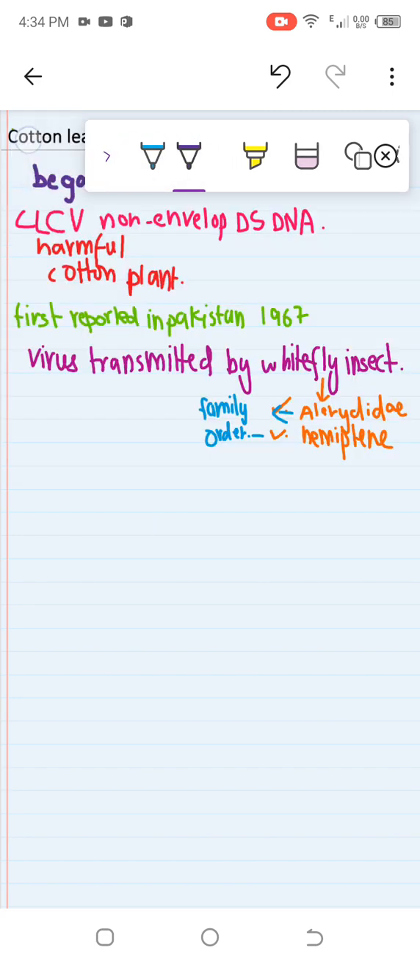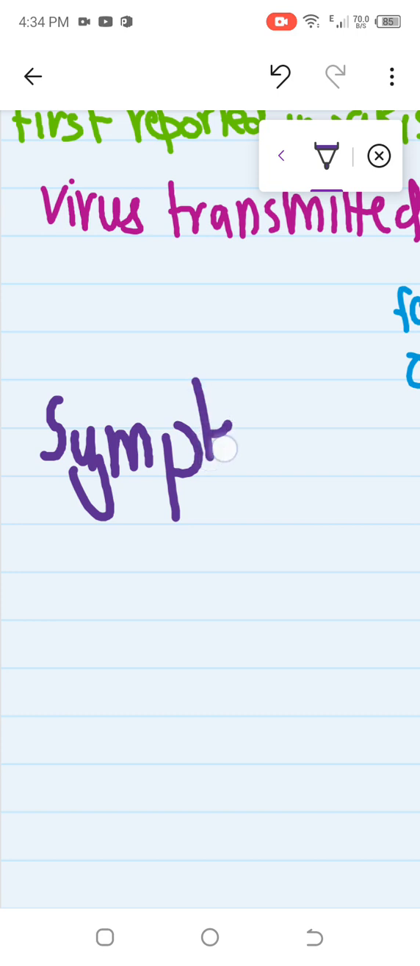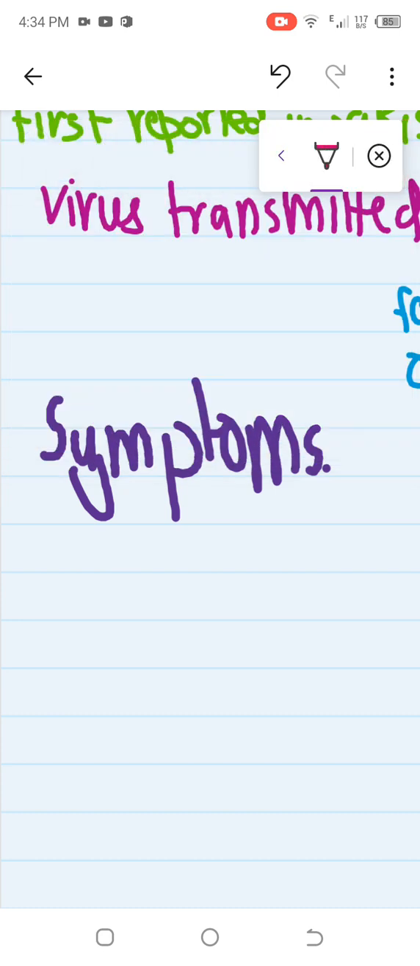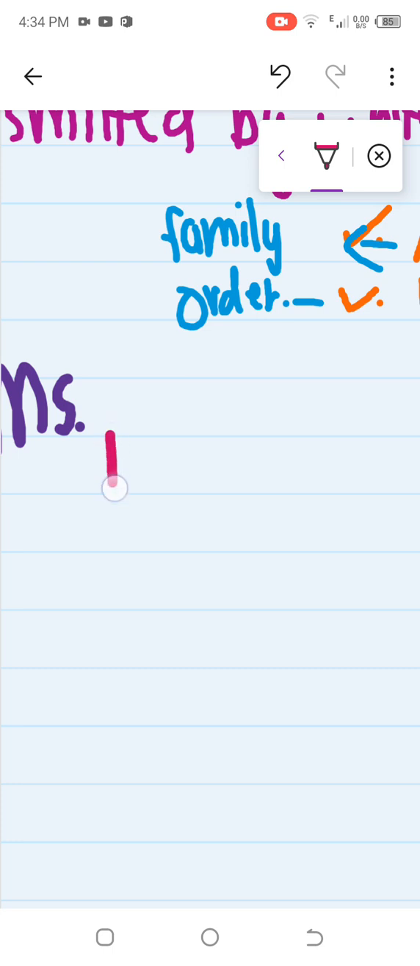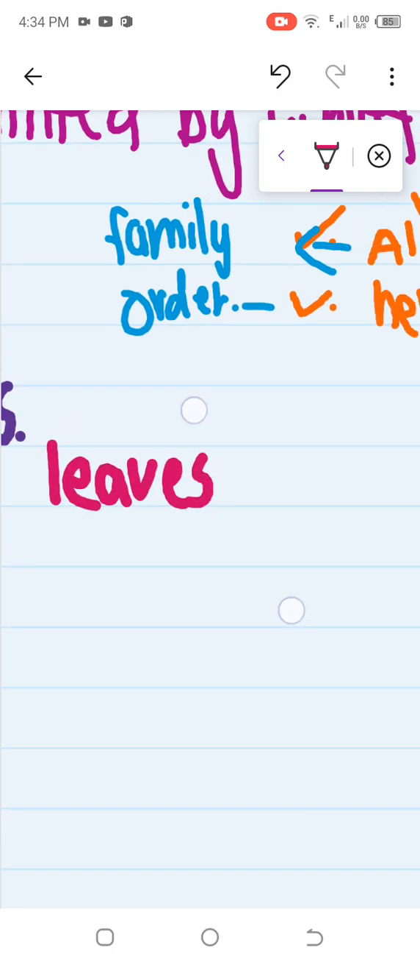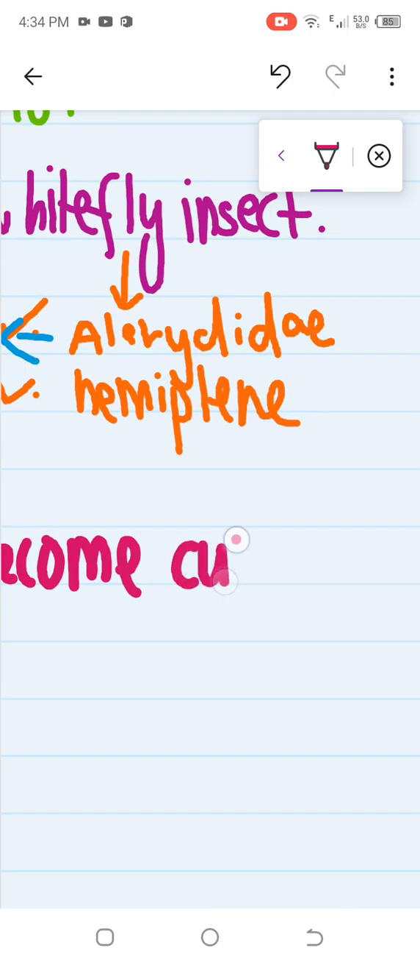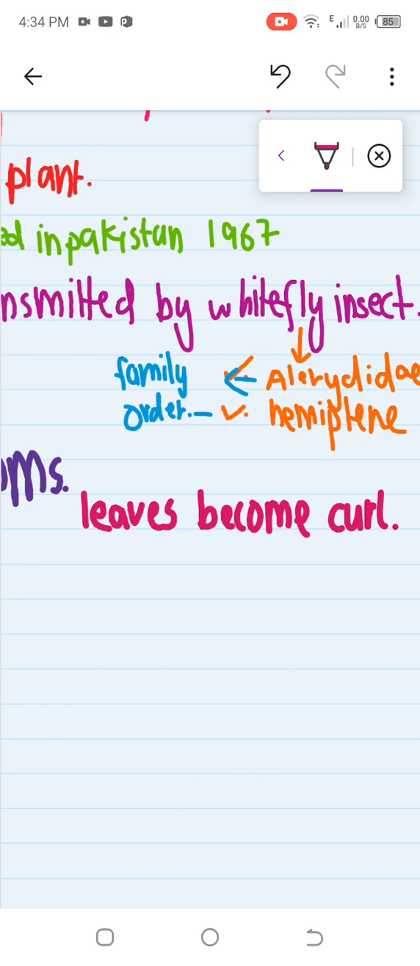Now, if I talk about the symptoms of this, the symptoms include that the leaves of the cotton plant become curled. Leaves become curled. One more thing is darkened veins, like the veins which are present become darkened.